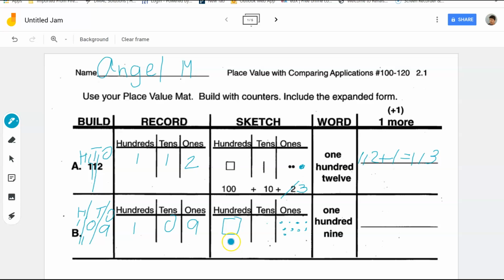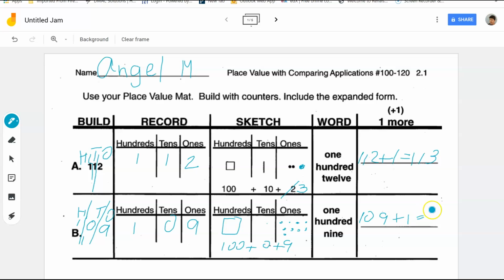And then I do the expanded form. This is 100 plus 0 plus 9. That is 109. But then they're asking me to do one more. So 109 plus 1.